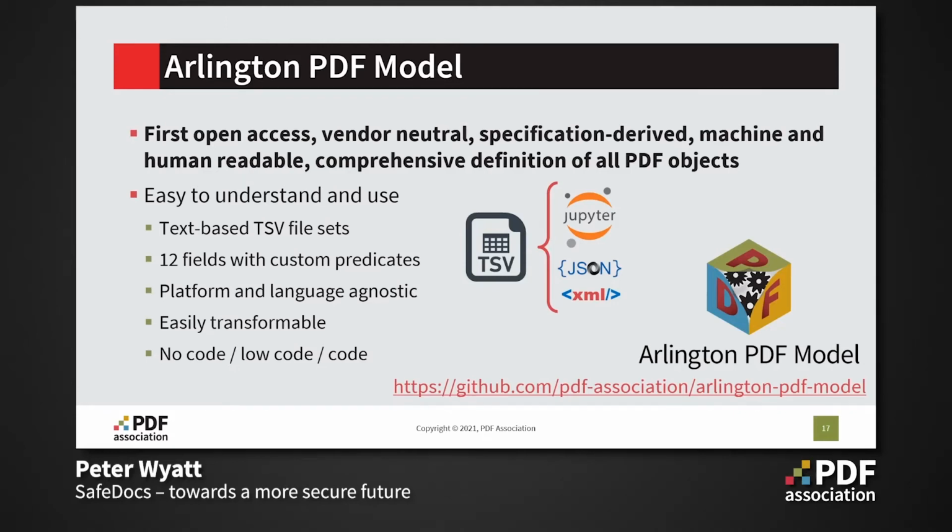It is a set of lightweight, text-based, tab-separated value files with 12 columns of structured data and a set of custom predicates that directly express wording from the spec. This allows the Arlington model to express integrity and data relationships between the 515 objects that comprise the PDF document object model.